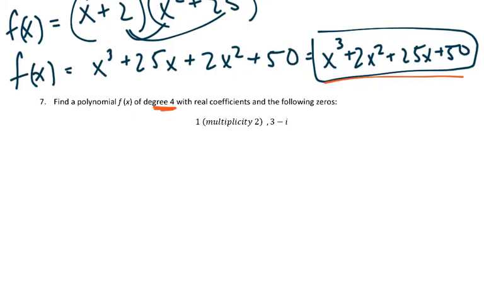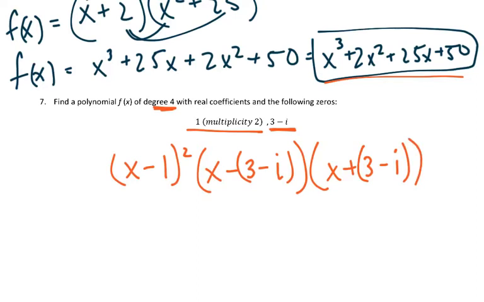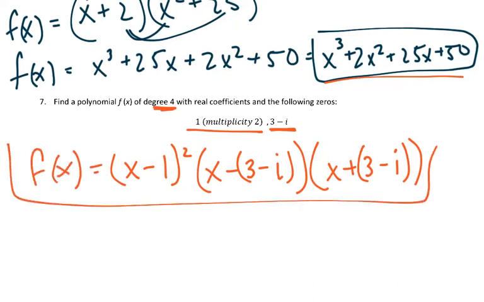So I have 1 that has a multiplicity of 2, so that's going to be x minus 1 squared as one of the factors. Then I have 3 minus i as a zero, so that's going to be x minus 3 minus i, and it's going to be x plus 3 minus i. And that's real pretty. Then you can multiply all of this out. Unless it just tells you to write the polynomial, you might be able to get away with just writing it out like that. If not, you'd have to multiply out these things.